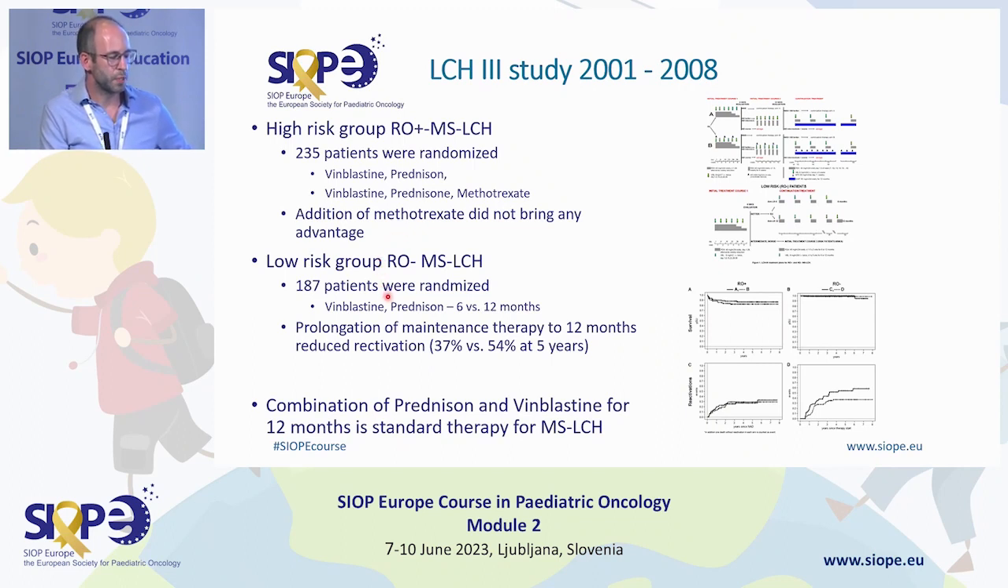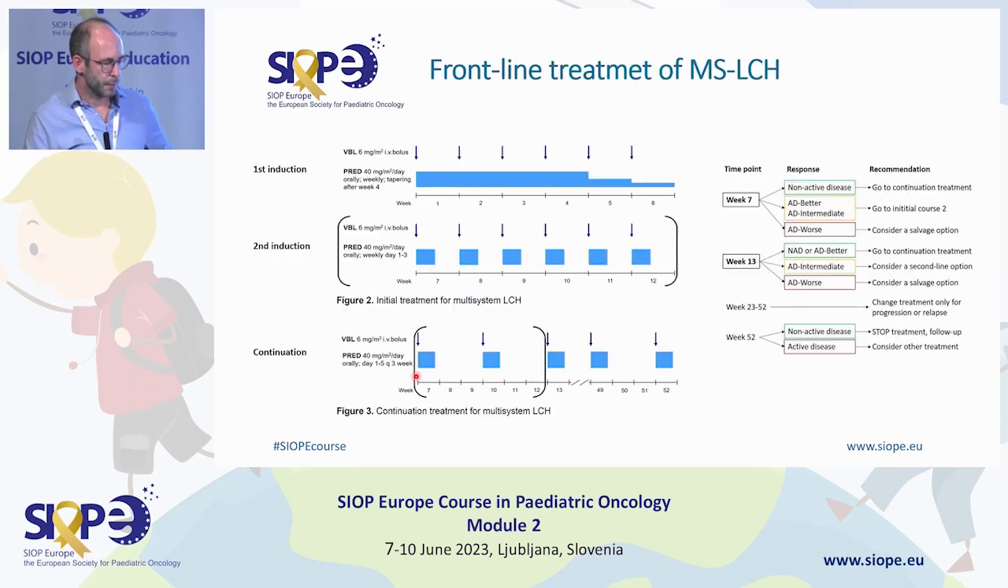In the low-risk group, patients were randomized to maintenance therapy of 6 or 12 months, and prolonging maintenance to 12 months reduced the reactivation rate from 54% to 37%. Since that time, the combination of prednisone and vinblastine for 12 months has been the standard treatment of multisystem LCH. So this is the frontline treatment of LCH.